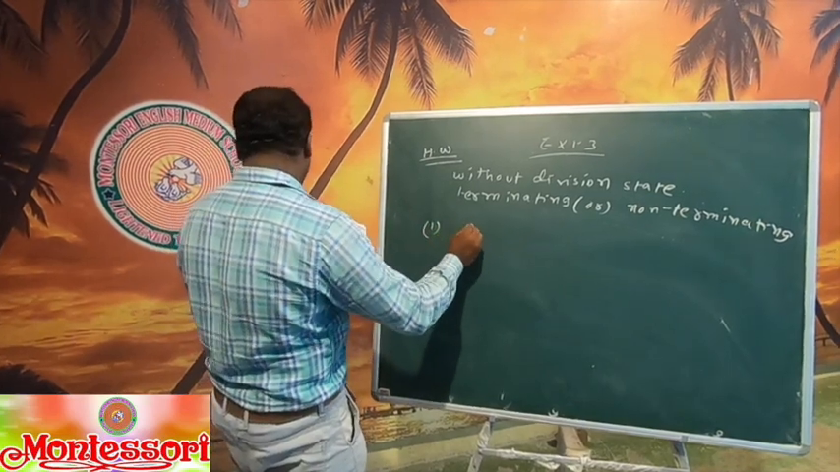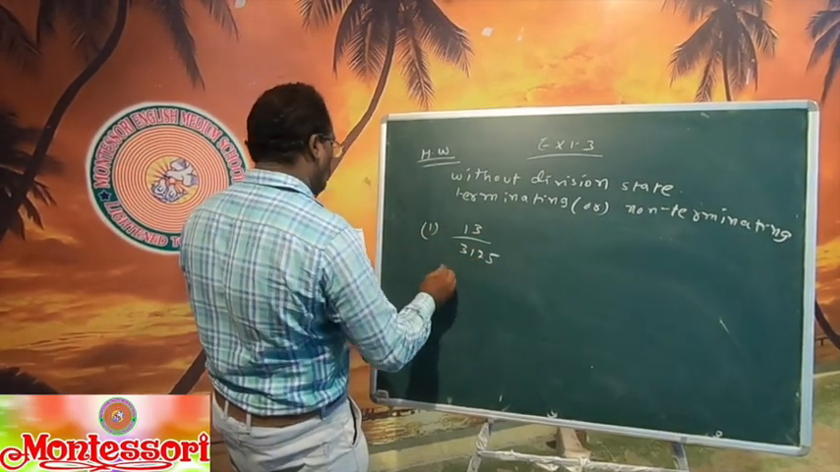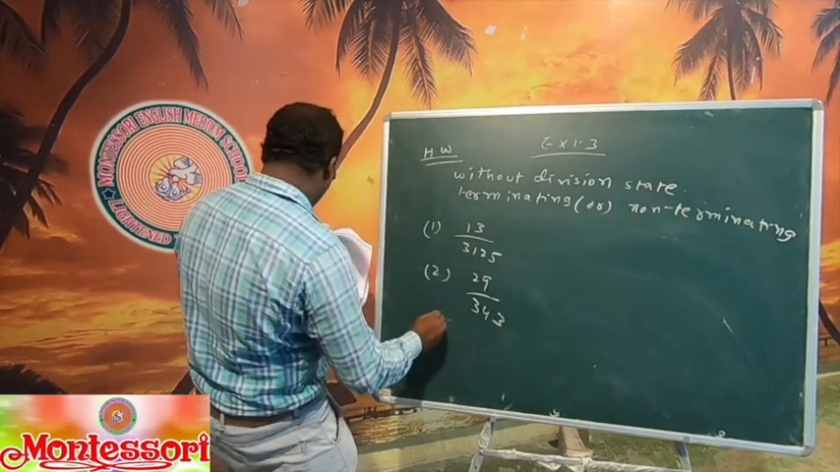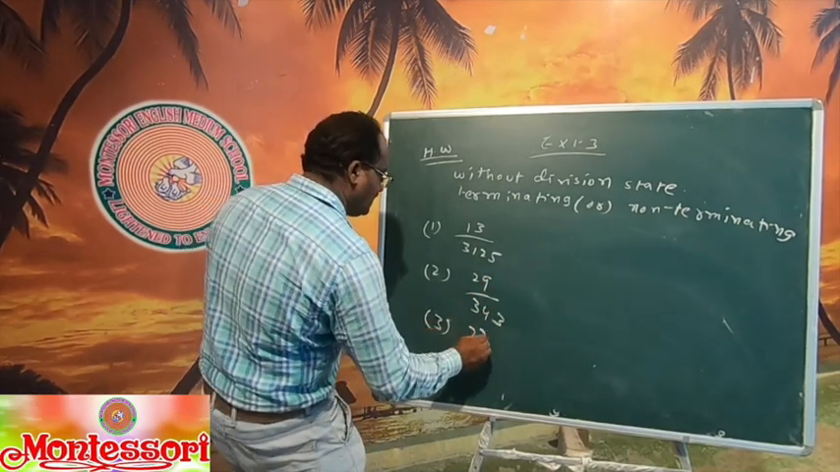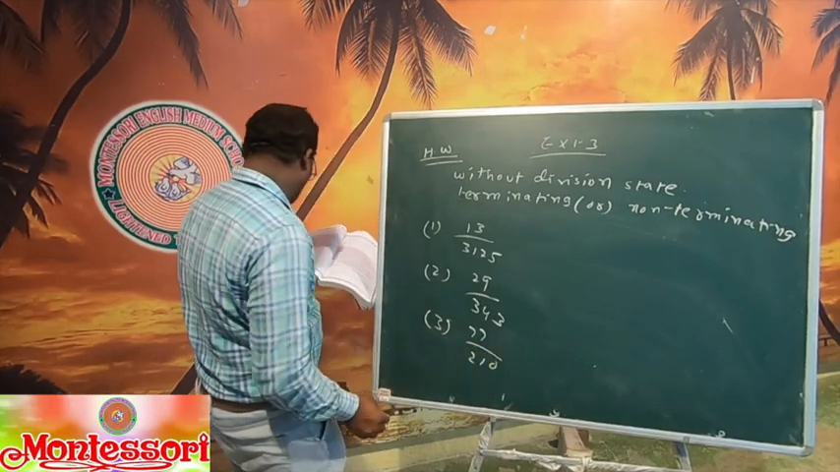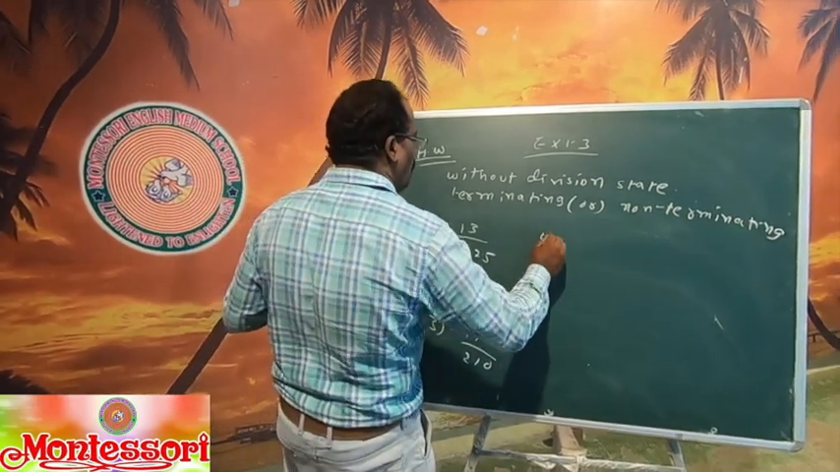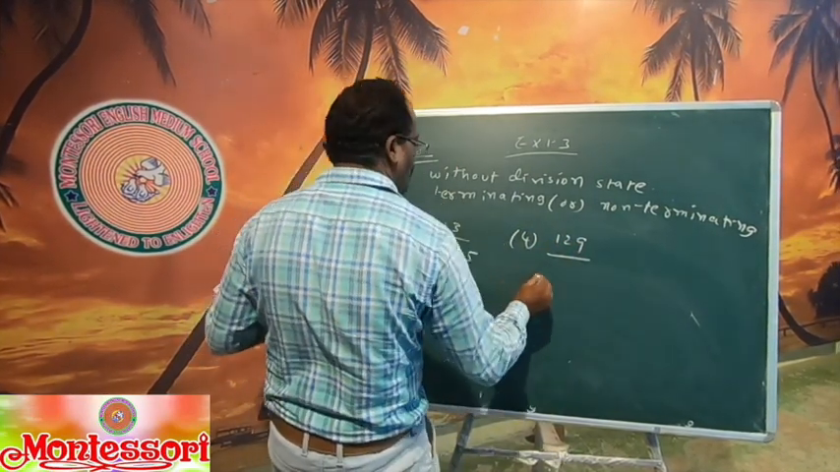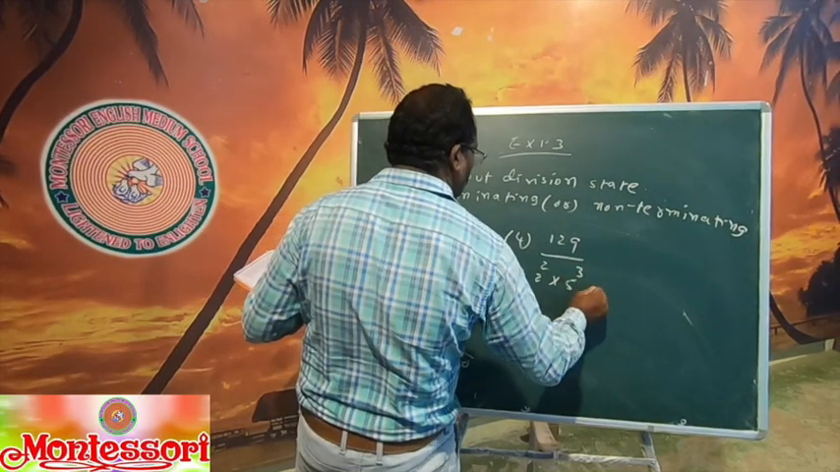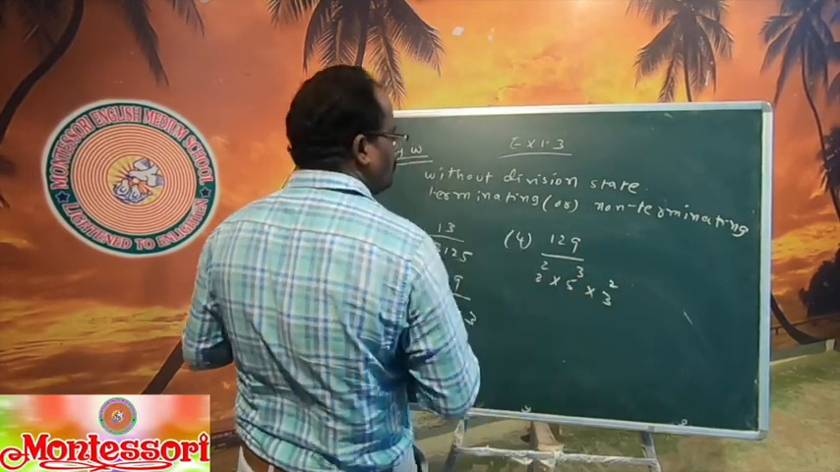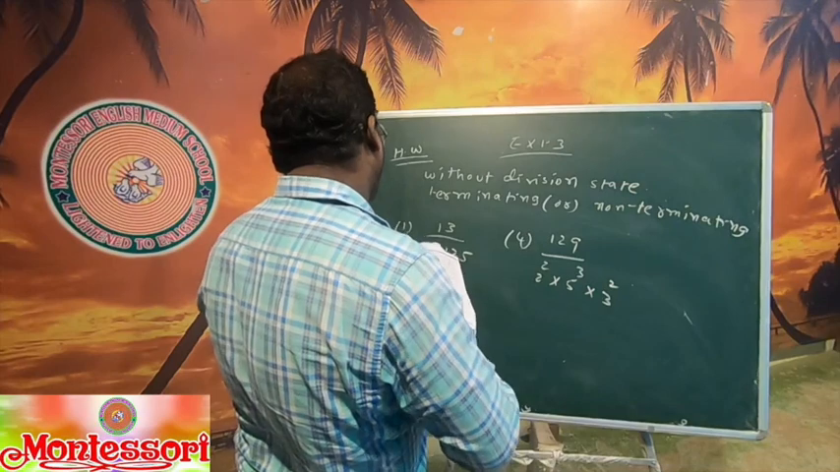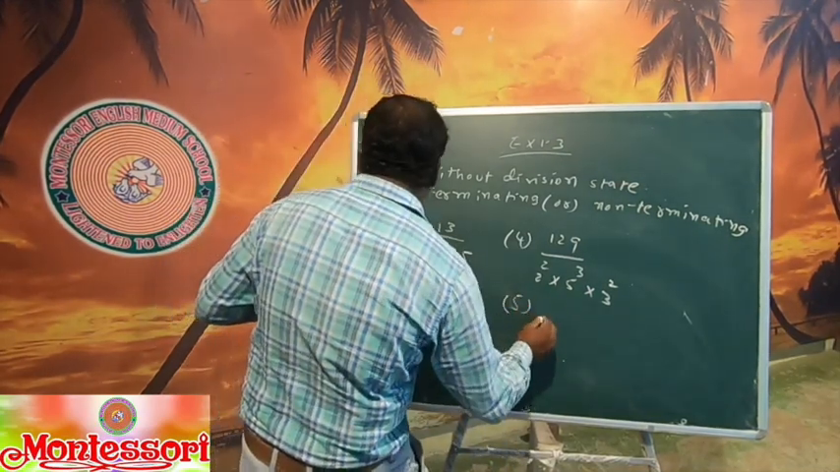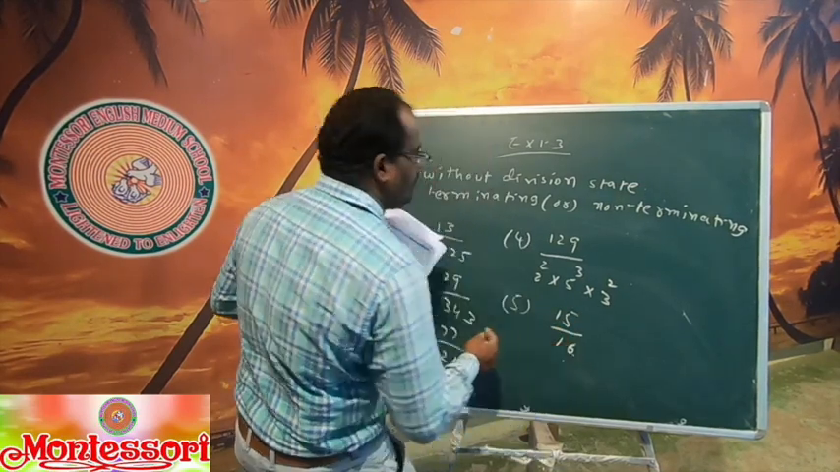Question number 1: 13 by 3125. Question number 2: 29 by 343. Question number 3: 77 by 210. Question number 4: 129 by 2 square into 5 cube into 3 square. And one more question: 15 by 60. These 5 questions are given for homework.